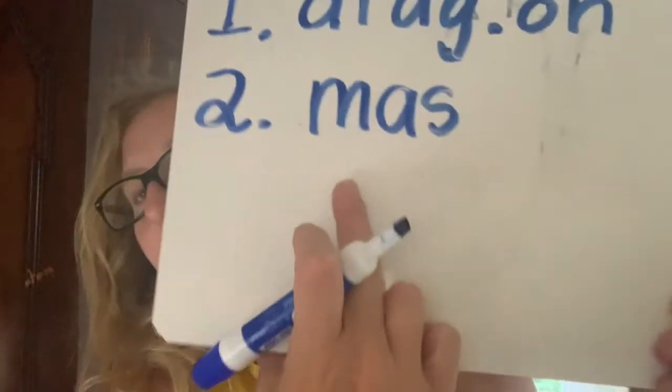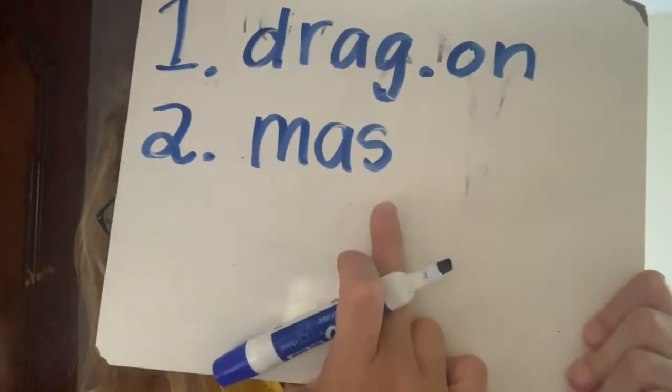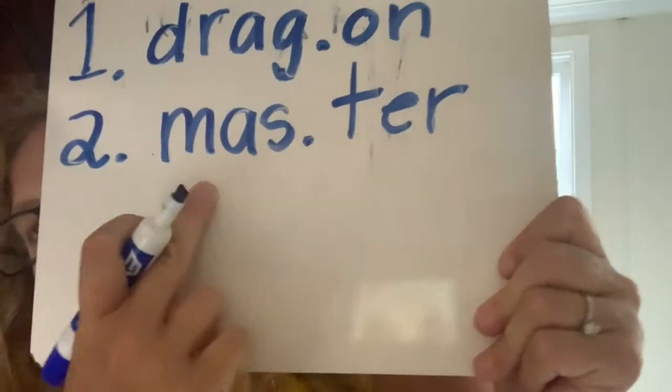I'll write it again. Number two. Now remember, pause the video at any time. Mass. Mass. Ter. Master. She is a master of languages. She speaks seven. Master.